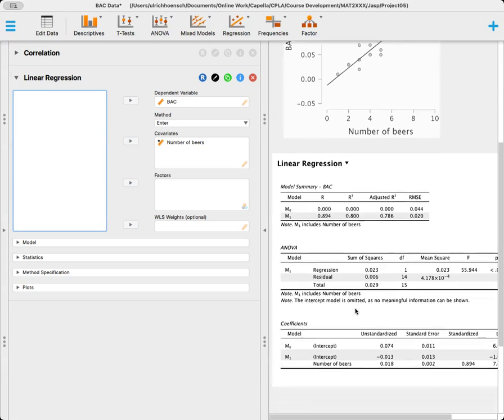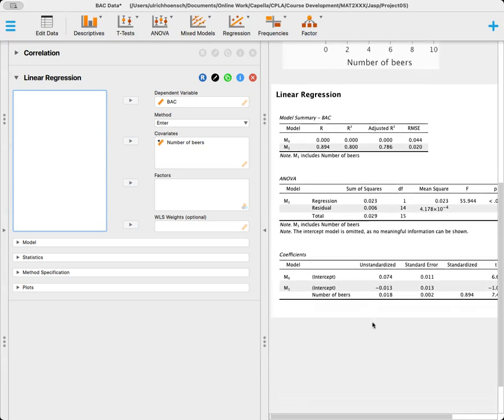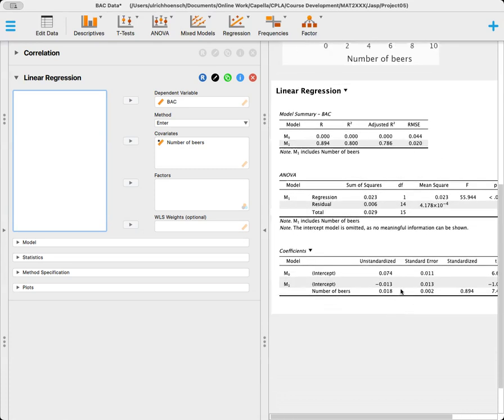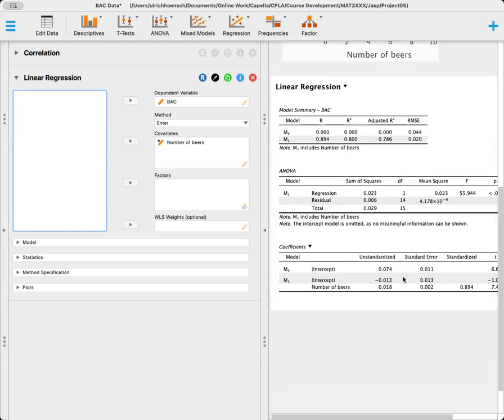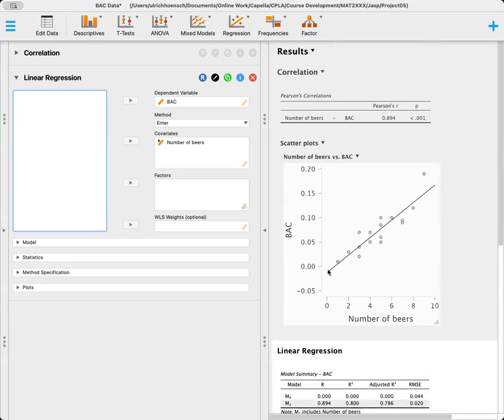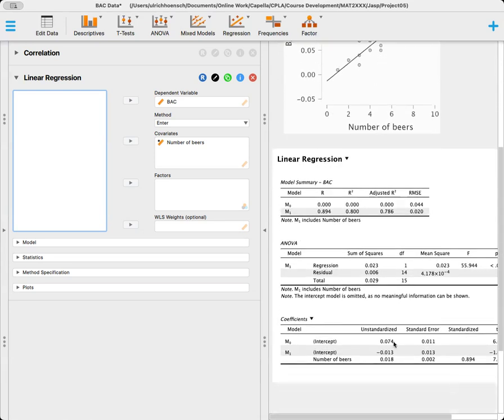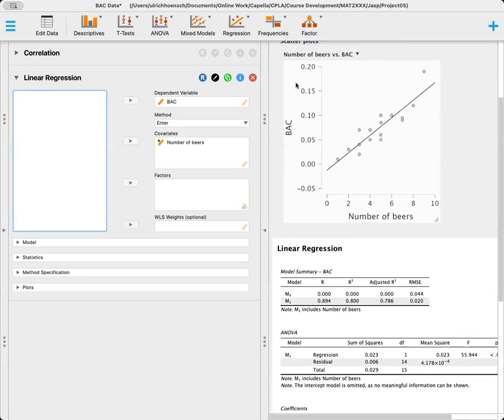We have an ANOVA table for this analysis. We're not really interested in that. But then the other thing we can see here, let's not even look at the right part of this table, is the intercept and the slope of the regression line. So if you want to know the equation of this regression line, its intercept, where it intersects the y-axis, is negative 0.013, and the slope is a positive number, 0.018. Both these numbers aren't very big because the blood alcohol content here is measured using relatively small numbers.